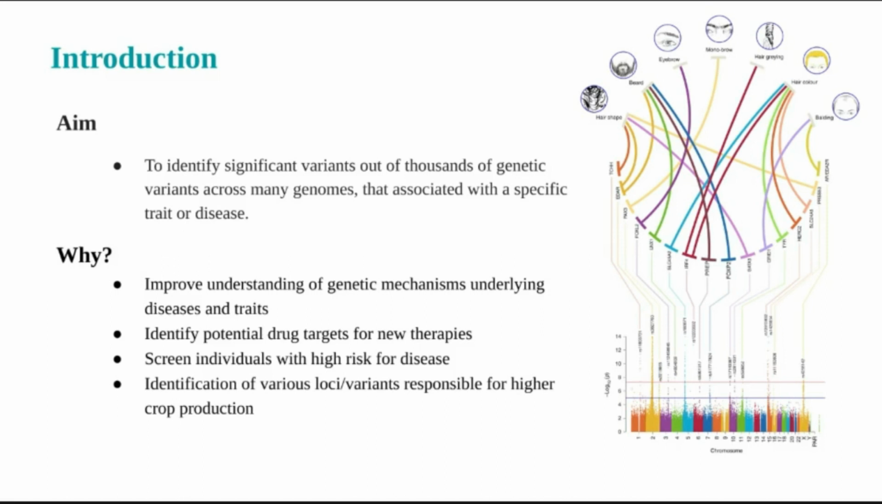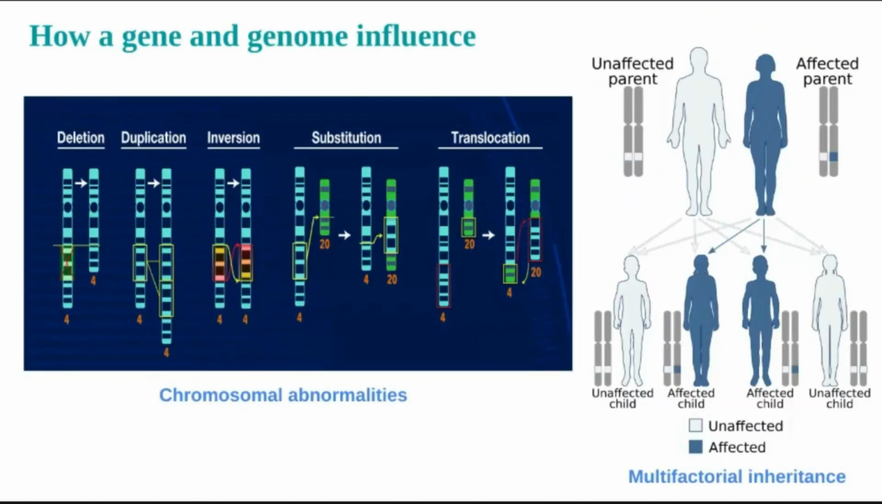As I explained here, all the things are there. And how a gene is influenced, I think that is well clear now. I told you many times in this lecture series about deletion, duplication, inversion, substitution, and translocation. And then when the parents meet, some child is a good, unaffected child, and someone is the affected child.